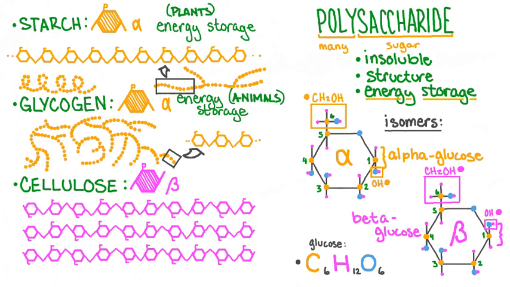Cellulose is made of beta glucose monomers. Because of their structure, beta glucose molecules bond together in an alternating orientation, forming long, rigid, unbranched chains. And these chains easily form hydrogen bonds between them, allowing them to stack together into larger structures. For this reason, cellulose is used for the structure of plant cell walls and not for energy storage.